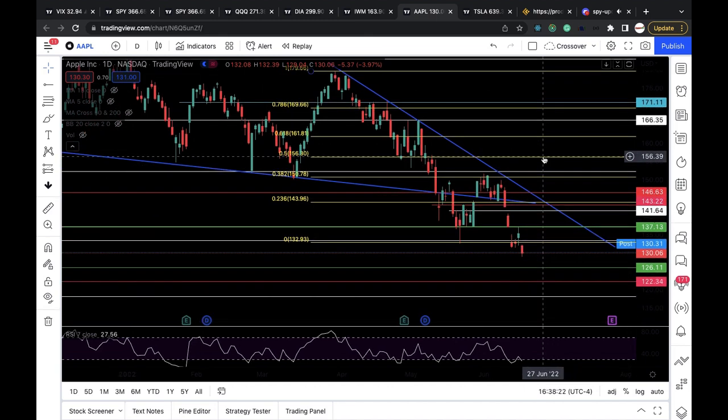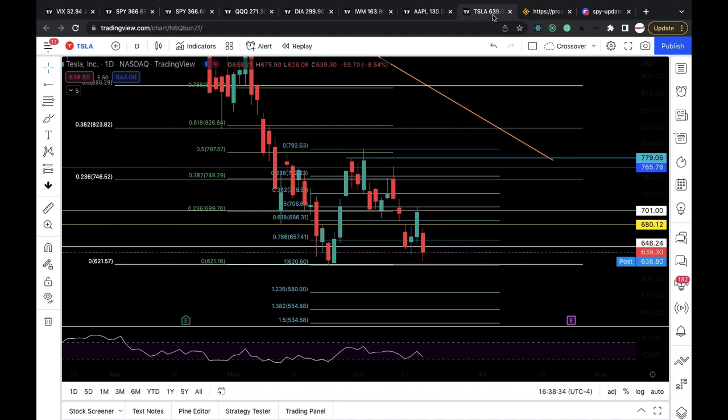Apple continues to be bearish. I can't be bullish unless it recaptures 133. As long as it's below 133, I'm favoring a test of 126 to 122.3. Okay, that was a quick one.